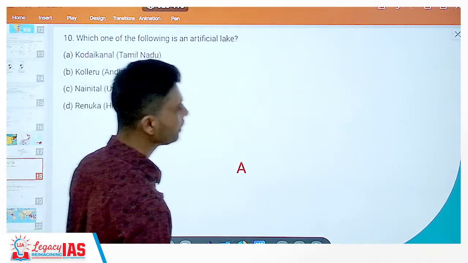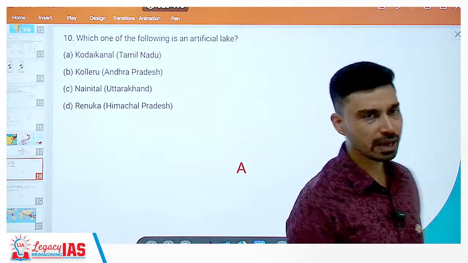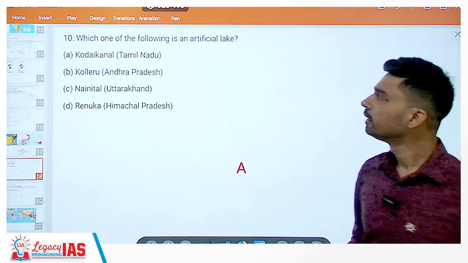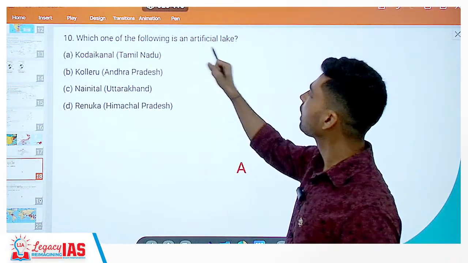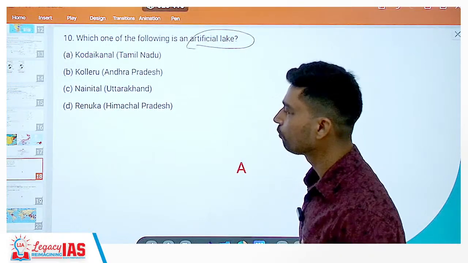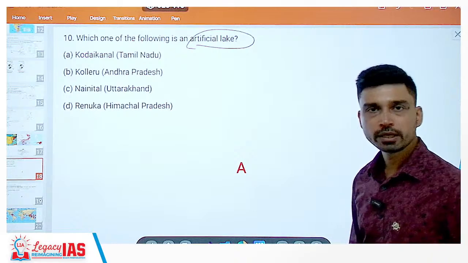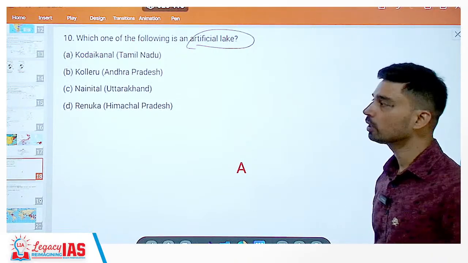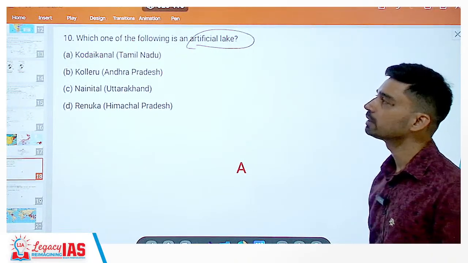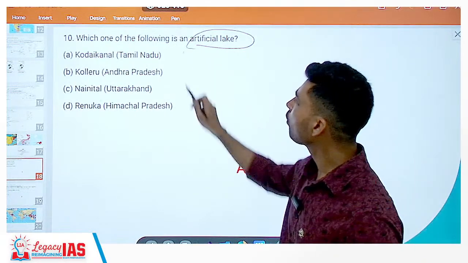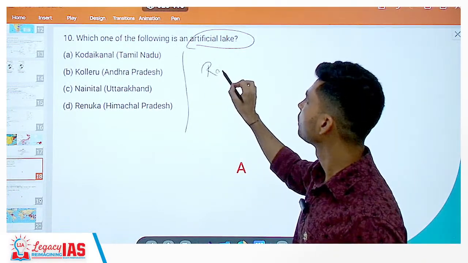Coming to the next question, again it is a map-based question based on Indian geography: which one of the following is an artificial lake? Four options are given here: Kodaikanal in Tamil Nadu, Kolleru in Andhra Pradesh, Nainital in Uttarakhand, and Renuka in Himachal Pradesh. Now all of these are also Ramsar sites.